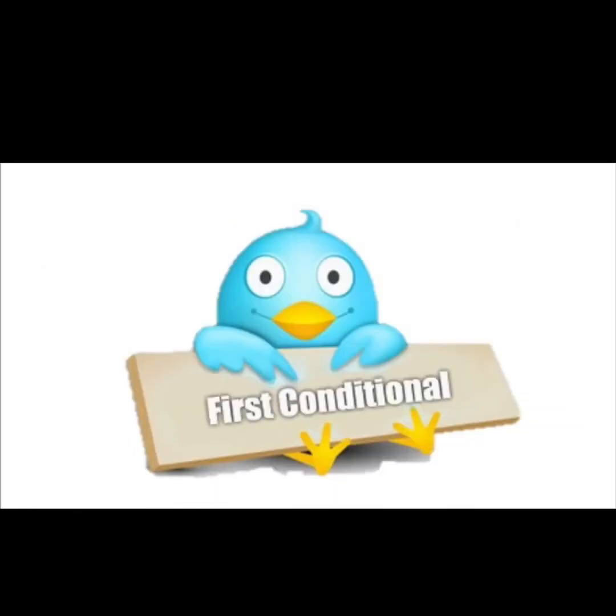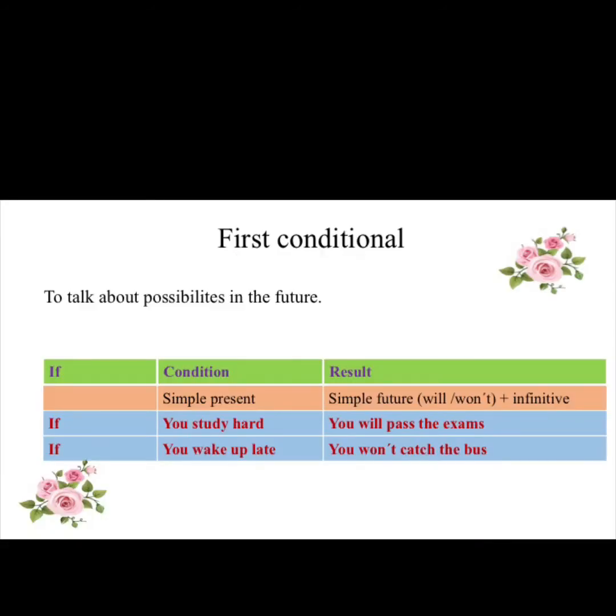First conditional. It is used to talk about things which might happen in the future. Of course, we can't know what will happen in the future, but it describes possible things which could easily come true. The structure for the first conditional is if plus the condition and the result. As you can see, in the condition we are going to use simple present, and for the result we are going to use simple future. Will plus the verb in infinitive.